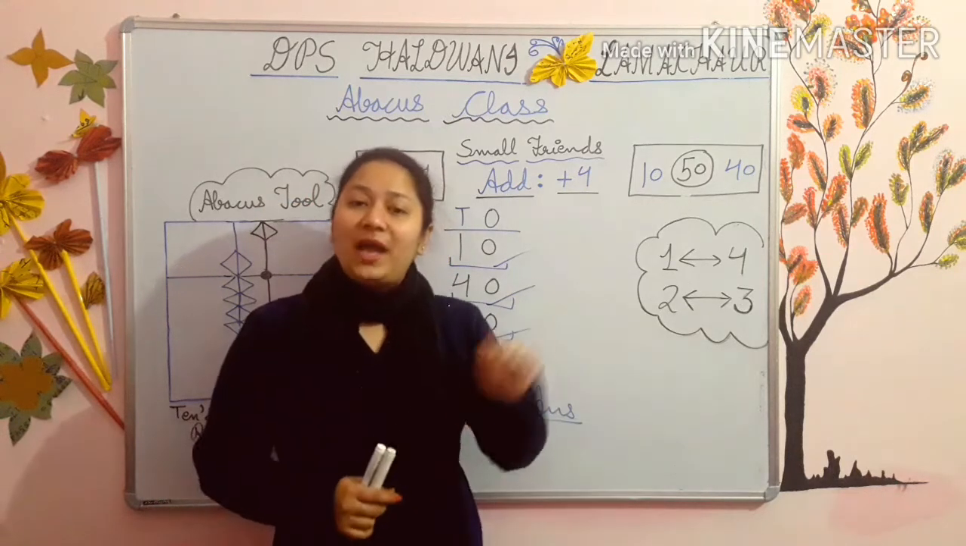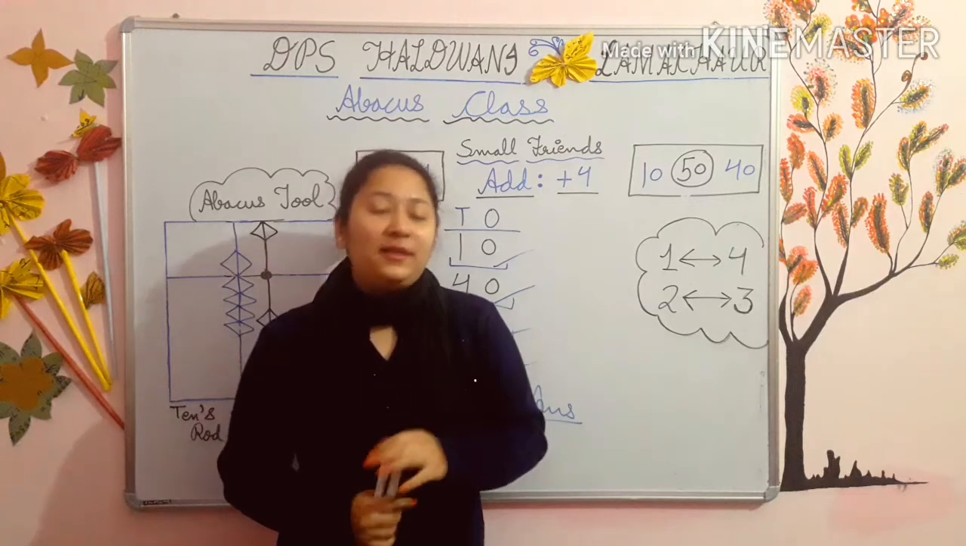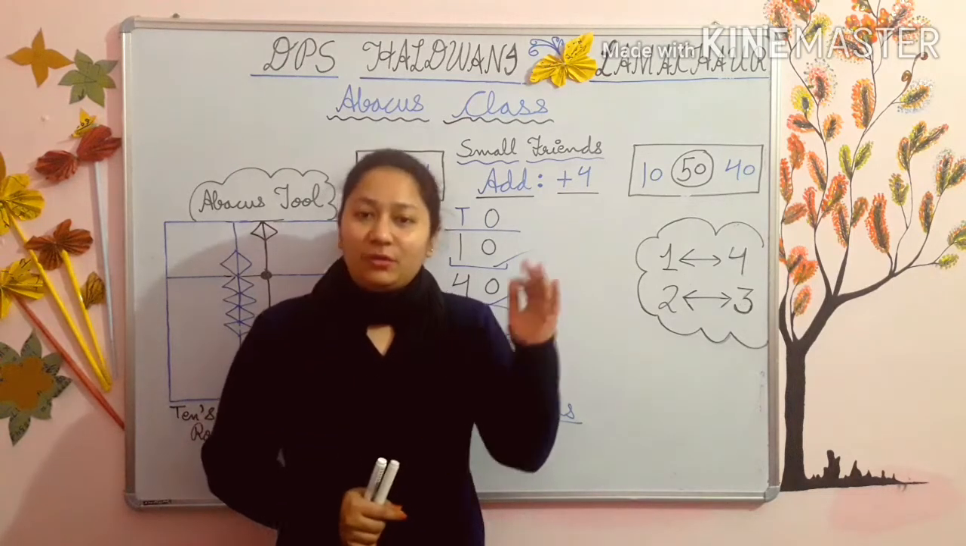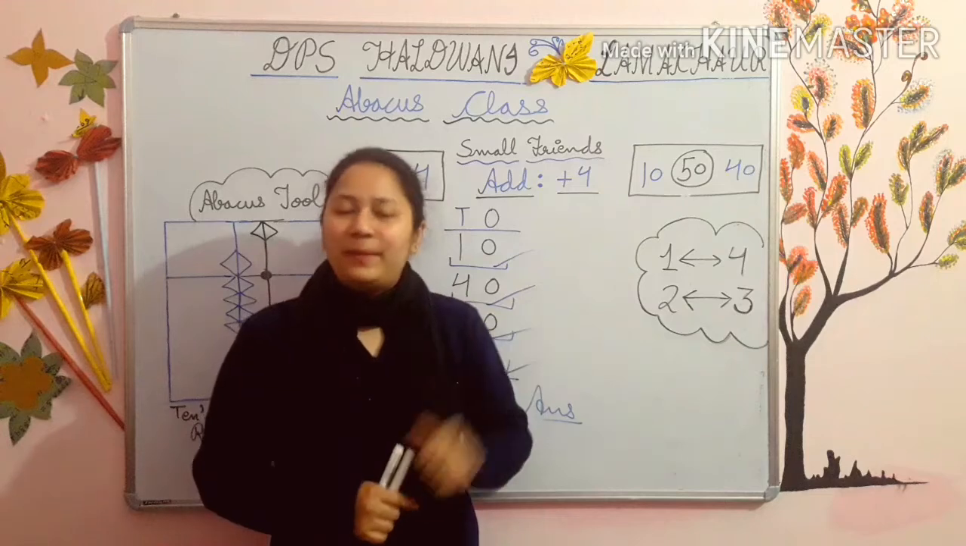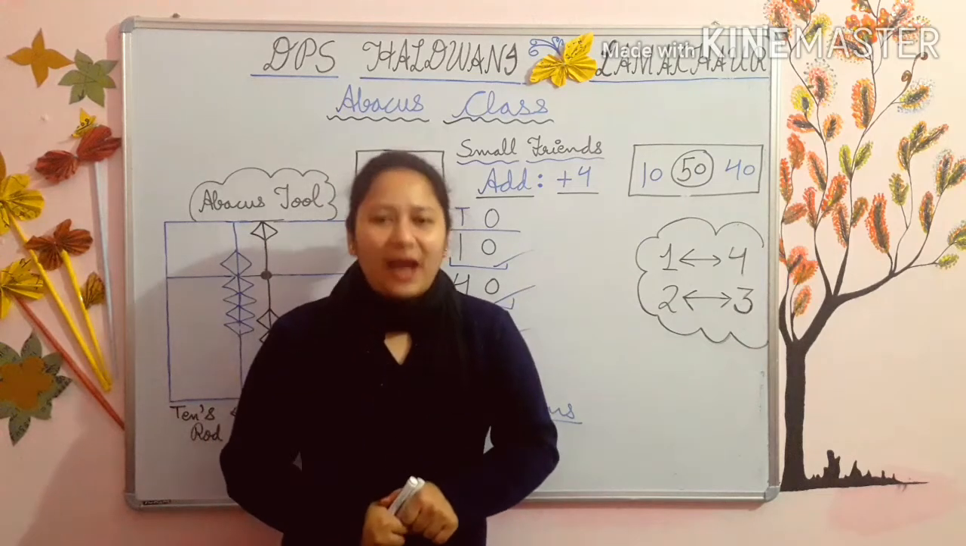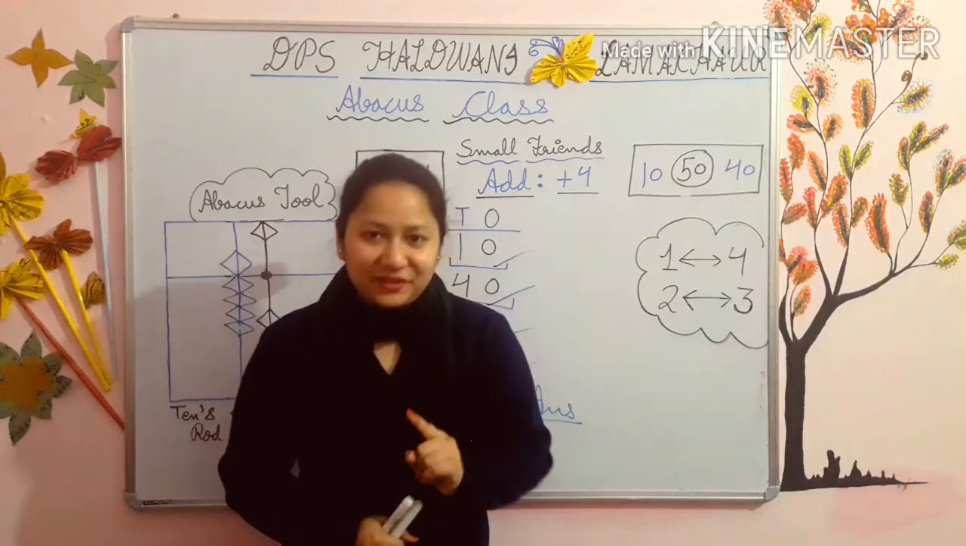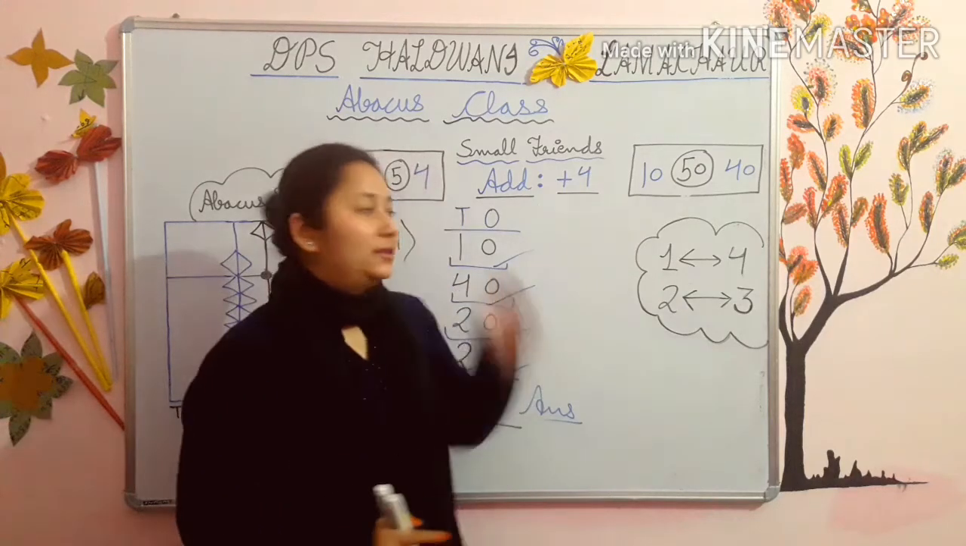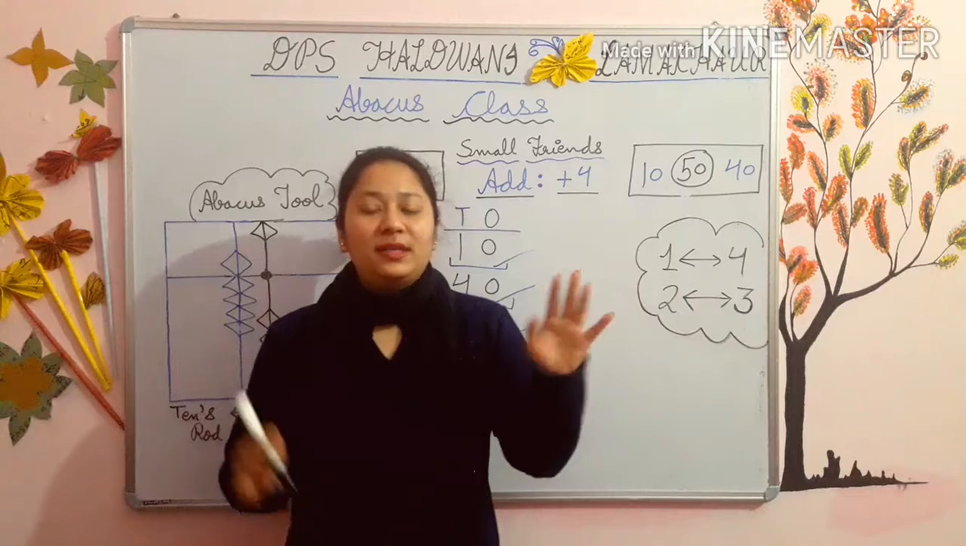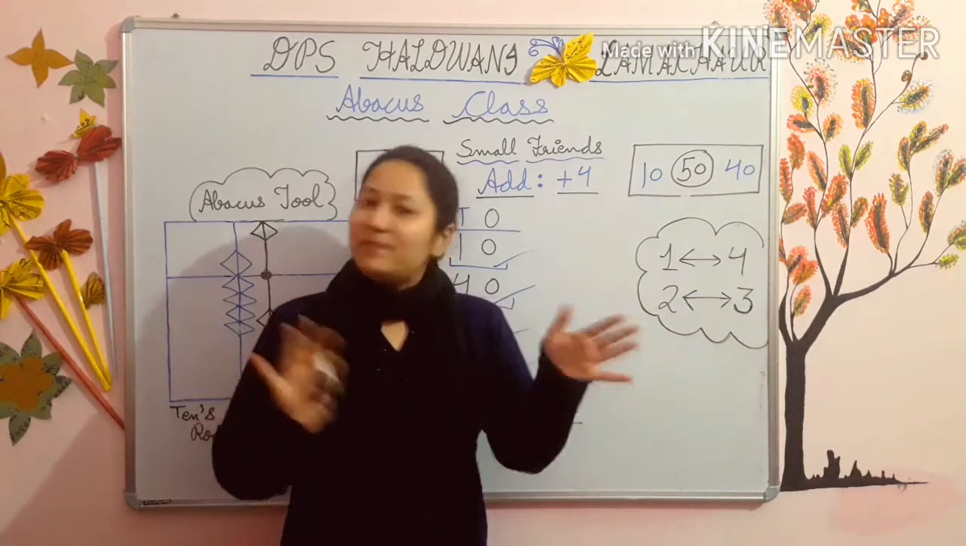With this video, I have given you one PDF. In that PDF, there are the questions related to this topic. Do that PDF in your abacus notebook and students do a neat and tidy work. So kids, just learn these small friends because it's a main part of this method.